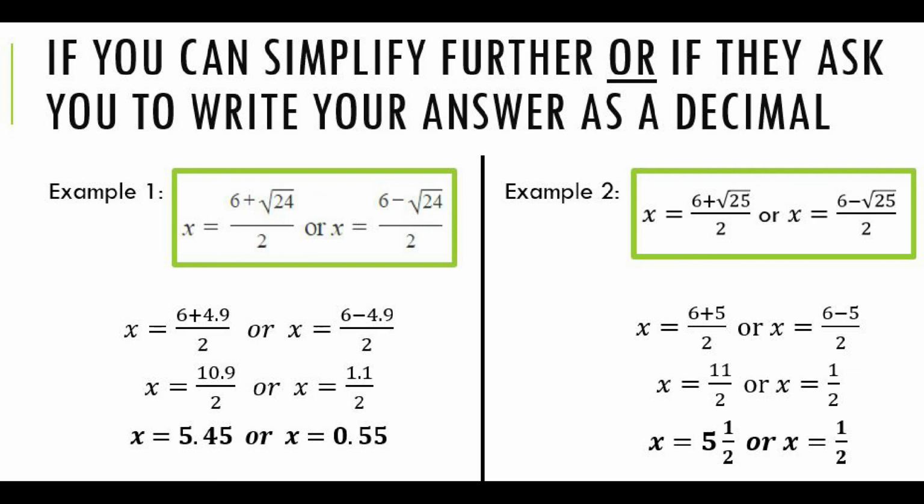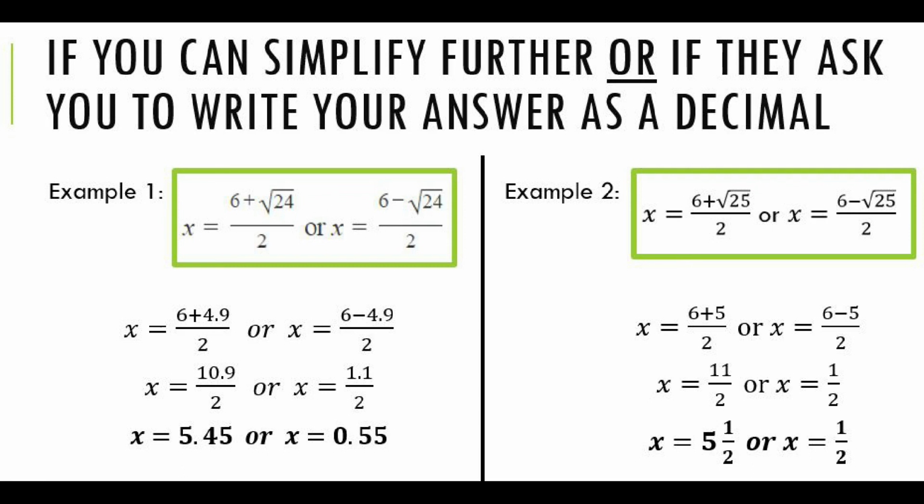Now we're going to just add and subtract. So 6 plus 4.9 is 10.9, and 6 minus 4.9 is 1.1. Last step is to divide. So 10.9 divided by 2 is 5.45. And 1.1 divided by 2 is 0.55.